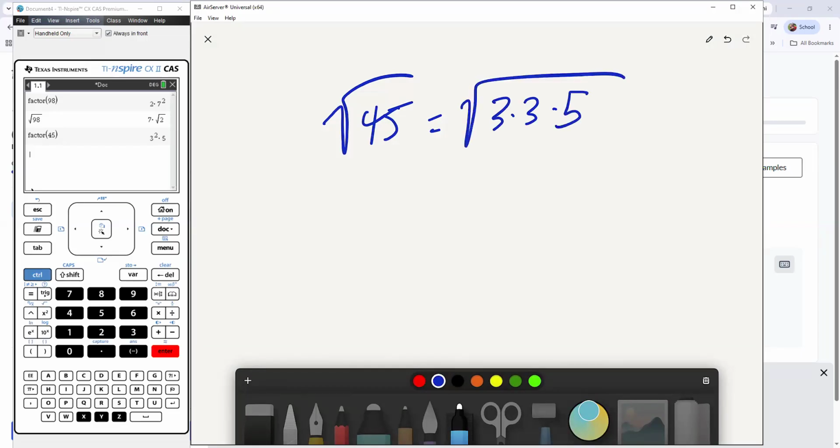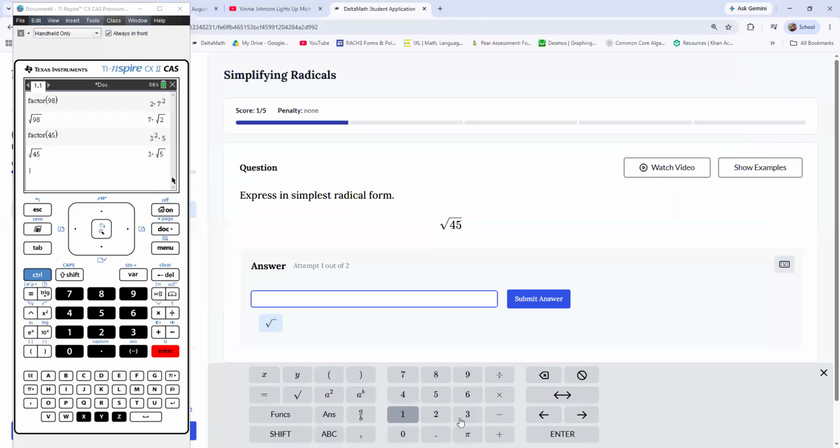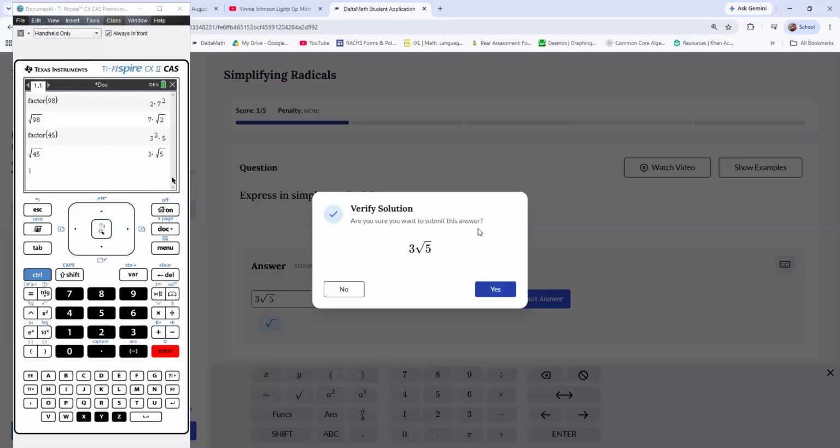Now, what we're going to do is we're looking for pairs. So we could pull a pair of the 3's out. It would be a 3 out here, 3 square root of 5. Now that's what we would do if we were using the regular TI-Nspire. But now that we have the CAS versions, all we have to do is just type in square root of 45 and it'll give us 3 square root of 5. So that's much easier. So I expect our students to do much better now that we're using the CAS version.